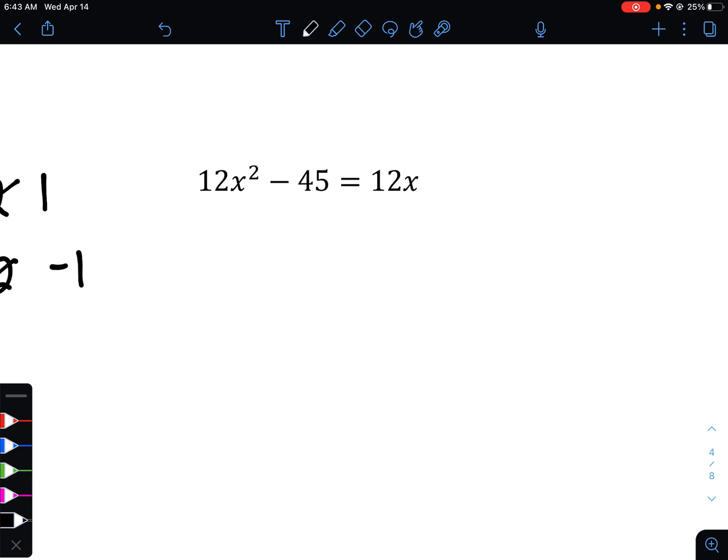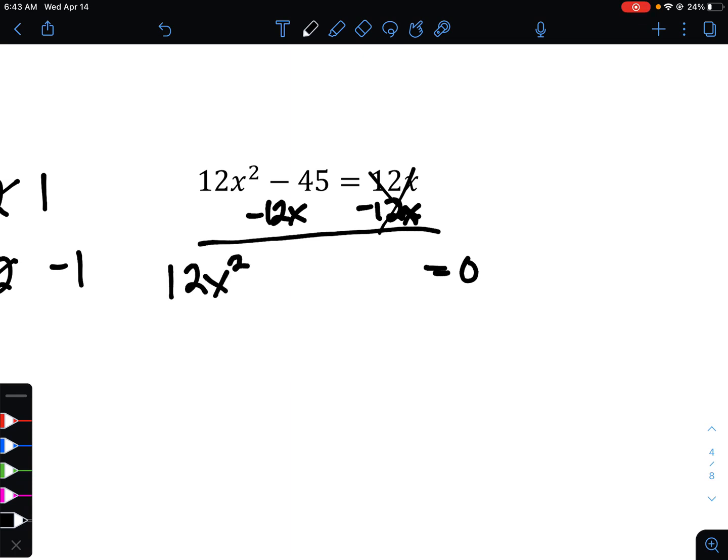So we've got 12x squared minus 45 is equal to 12x. So notice that we do not have our equation equal 0, and we would probably just want to move one term instead of 2. So let's just subtract 12x from both sides of our equation. That'll make the right side of our equation equal 0. And on the left side, since they are all separate, we'll go ahead and just list them separately. So 12x squared, a minus 12x, and a minus 45.